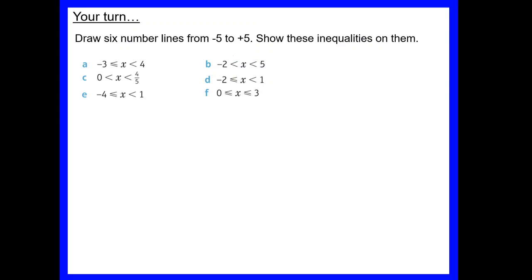Okay, so again your turn. You need to draw 6 new number lines from -5 to 5 and have a go at drawing those inequalities. Again, making sure you're happy with whether you should have a solid circle or a hollow circle, and this time remembering that the line is between the two to represent the values between the two numbers. Pause the video, have a go now.